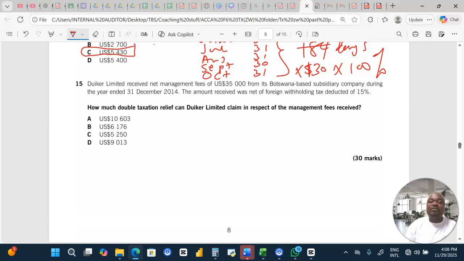The last question. Remember, this part, section A, is worth 30 marks. So it's very easy to get your 30 marks, isn't it?